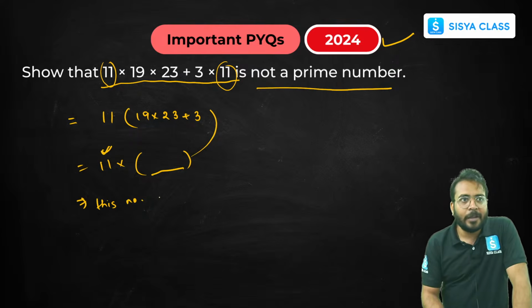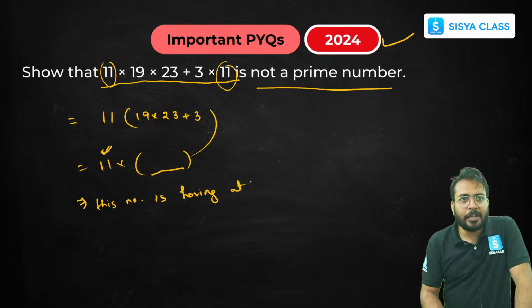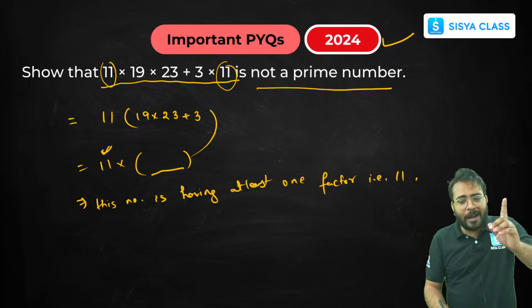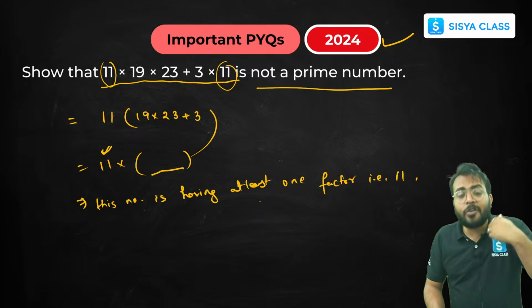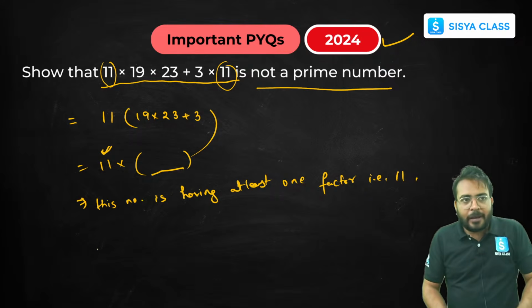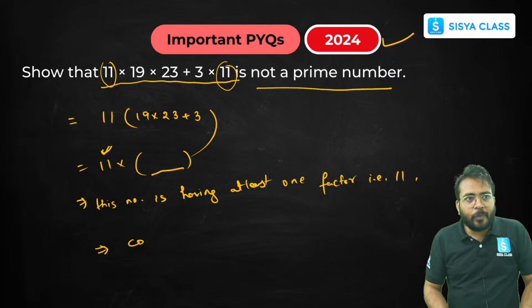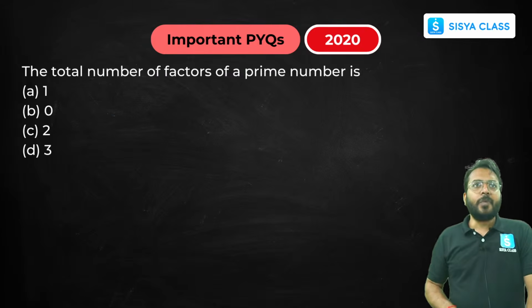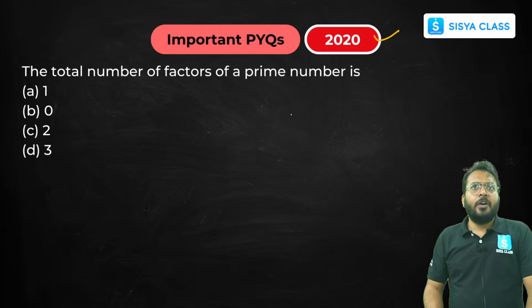This number has at least one factor, that is 11, other than 1 and the number itself, and that's why it could not be a prime number. That means it has to be a composite number, and it is not a prime number. In this way we can prove this. All right, fine. Now moving to one more question, 2022.